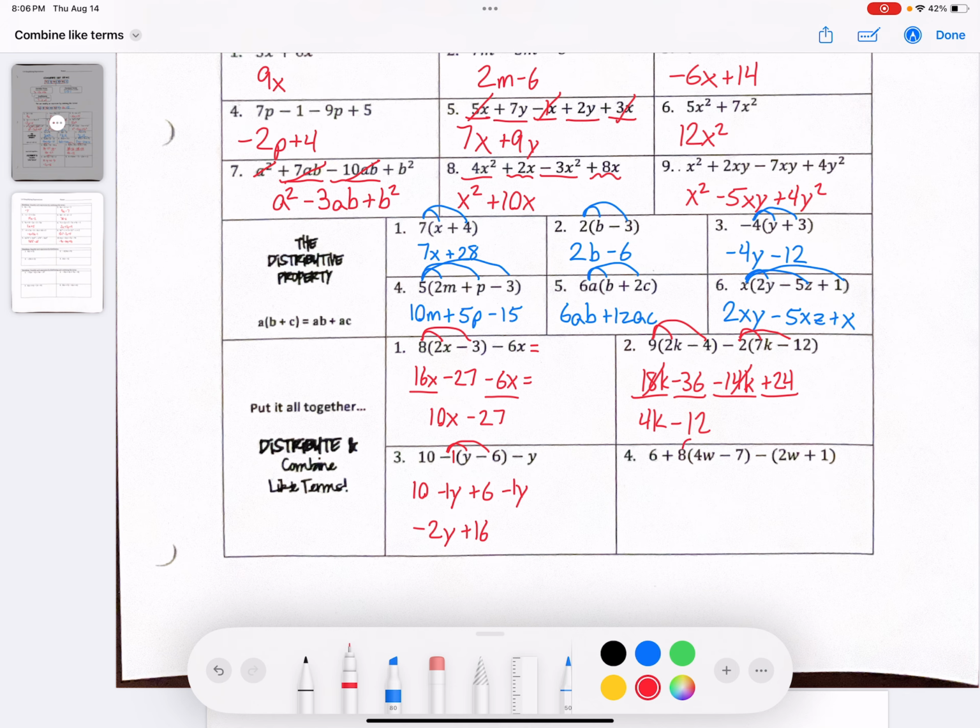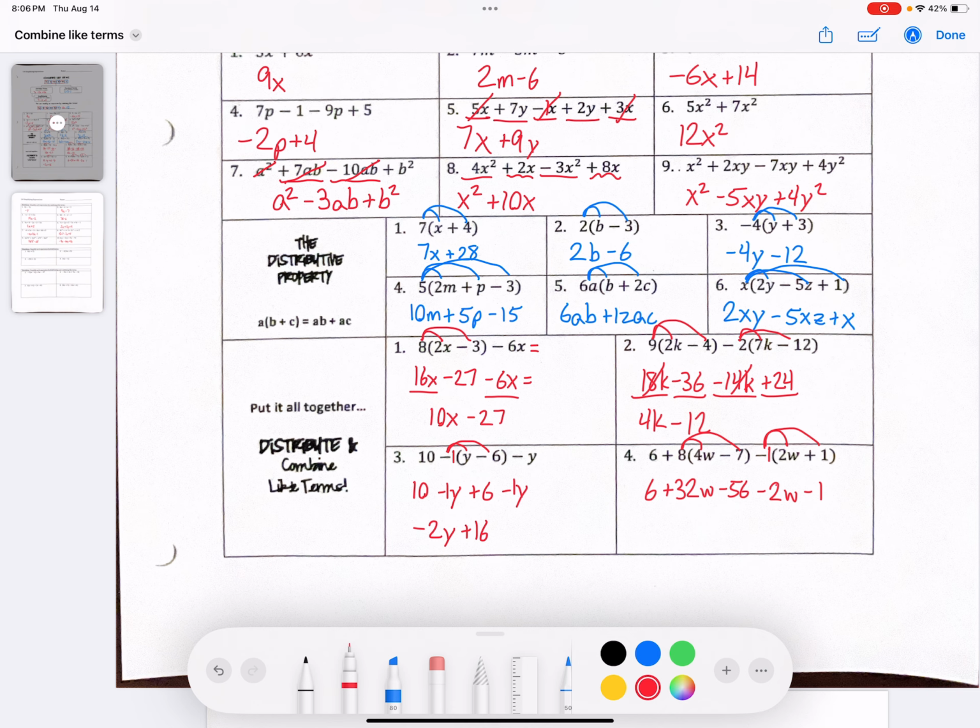Last example. So we're doing 8 times 4w. So we're going to have 6. And then positive 8 times positive 4 is positive 32. Keep the w. And then 8 times negative 7 is negative 56. There's a 1 here between the negative and the parentheses. So negative 1 times 2w is negative 2w. And negative 1 times positive 1 is negative 1.